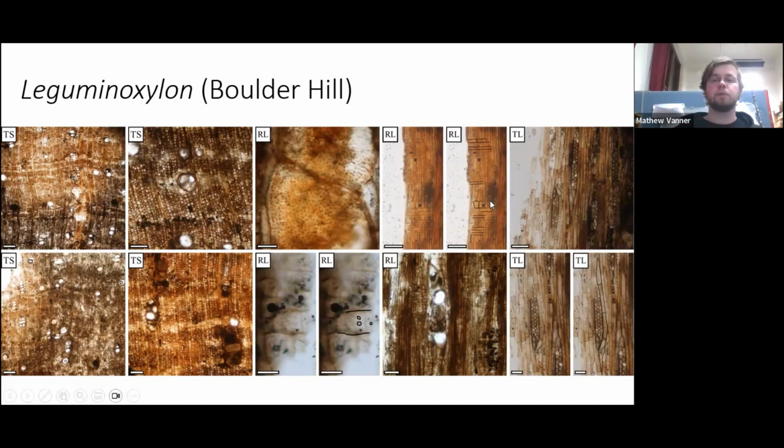You have rays which are both procumbent, so lying on its side, but they also have a few upright cells. You have rays which are almost always three series, three in a row or two in a column. You have these simple perforation plates, and you have these really tiny vessel ray pits.